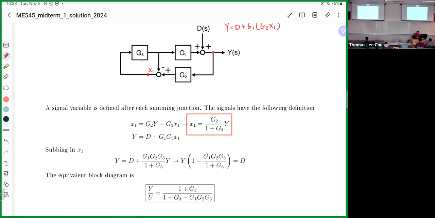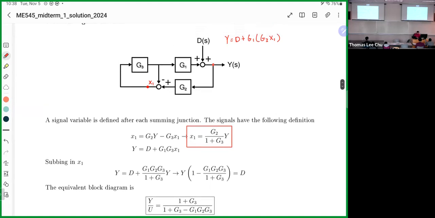You can't just have a block by itself. It's always going to be a block multiplied by a signal. And you can't add a signal into a block. So you can't do something like D plus G1. That doesn't work. D is a signal, while G1 is a block. These are incompatible. You can't add blocks. This is incompatible.